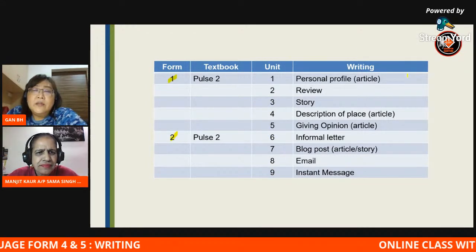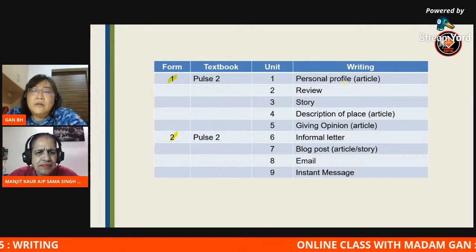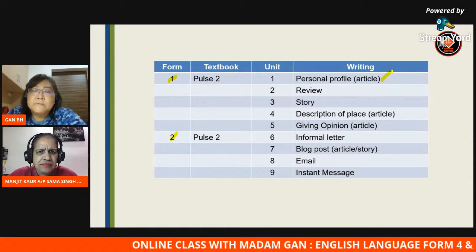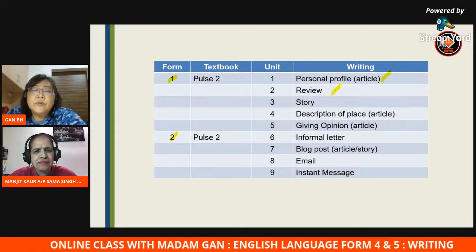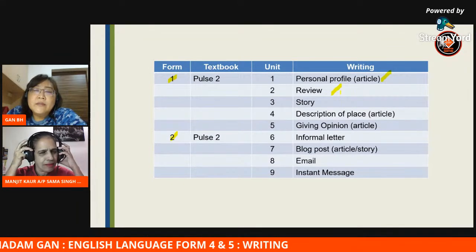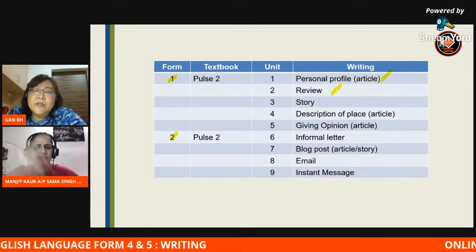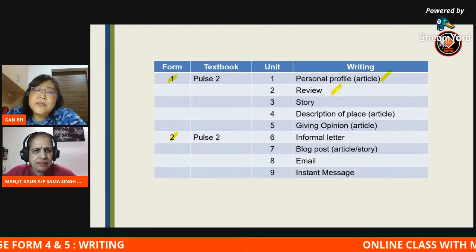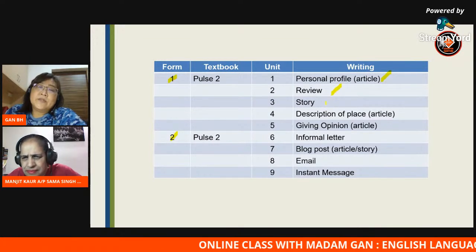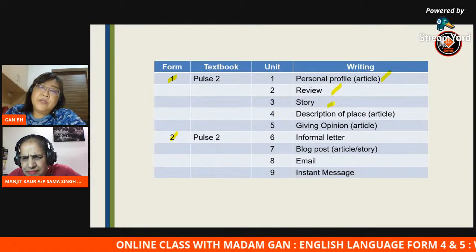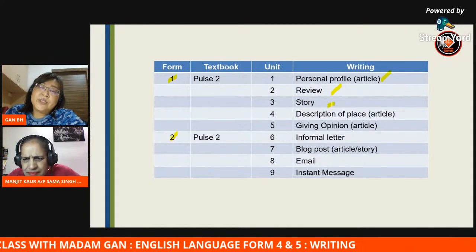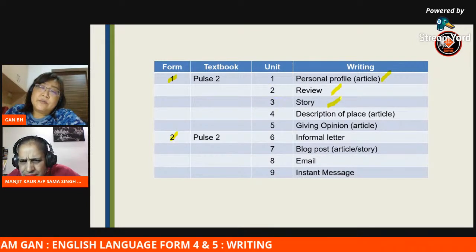So for Unit 1, you have personal profile. So this is a type of writing. So this can be part of article. And then number 2, you have review. For review, it is like you are writing comments, okay, good comments or negative comments, maybe about a place you visit, maybe about a restaurant, a movie, or a song that you listen to, okay? So next, Unit 3, you have a story. If you go through your textbook, you will see all this, okay, in the writing section. So 3 will be writing a story.